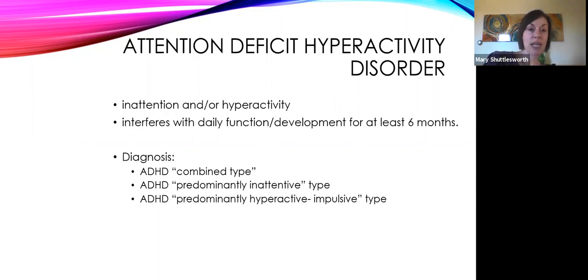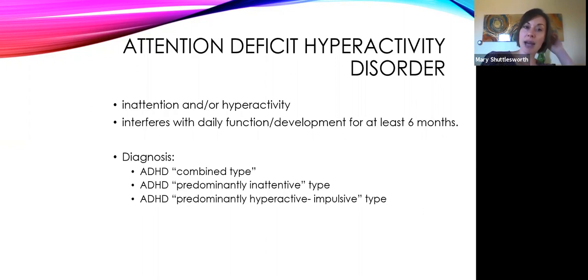So hyperactivity is higher than typical levels of energy. Kids who have this are in constant motion. They go, go, go all the time. It's like they never stop. They never seem to get tired. And then, of course, the impulsive piece here is inability to control behavior. So doing things without thinking.